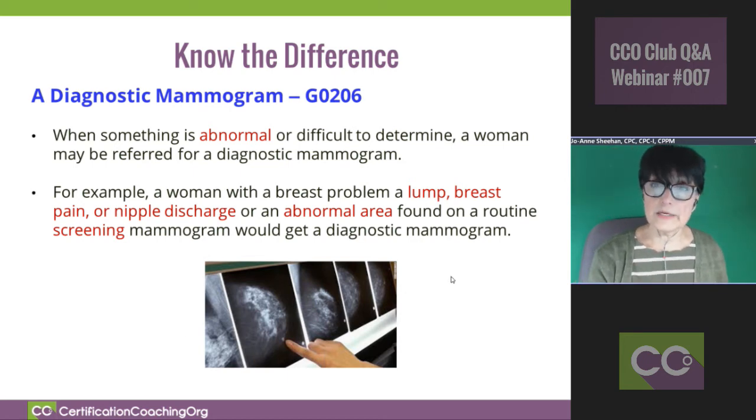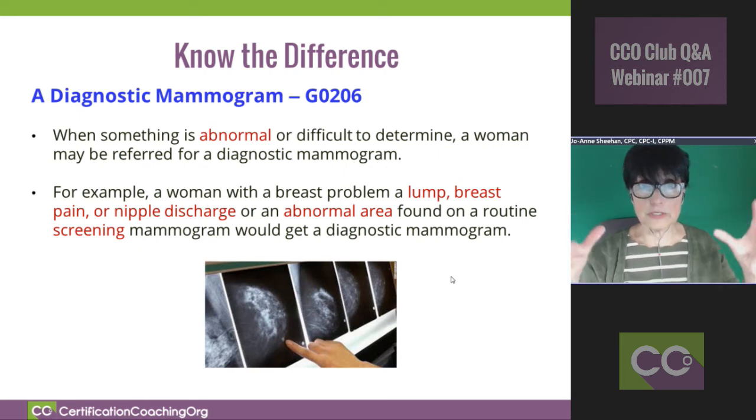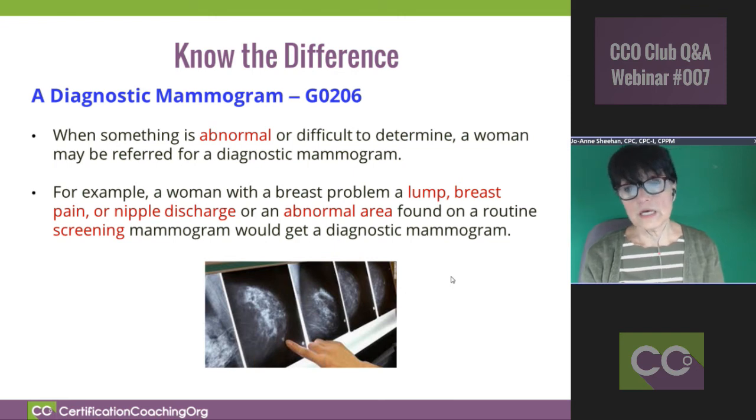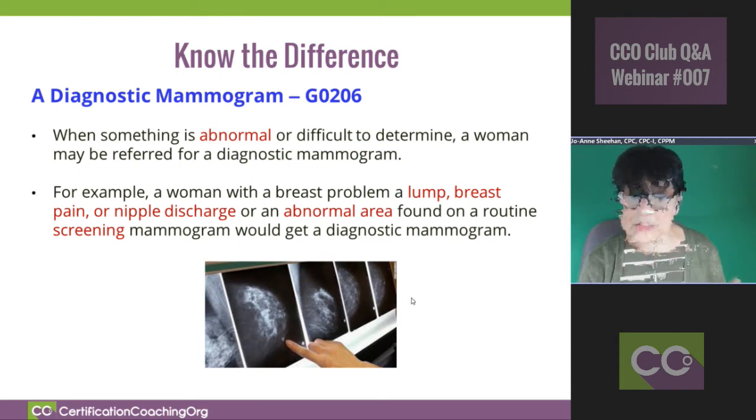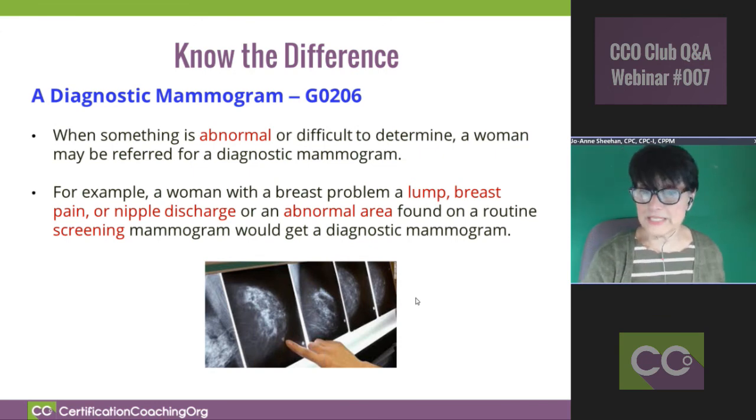So when they take the ultrasound or do the mammogram, that's the technical component, where they're actually doing the filming of the breast. That's the TC, technical component. The modifier 26 is the interpretation. This is the radiologist looking at the pictures and making a determination. That is the professional component with modifier 26.